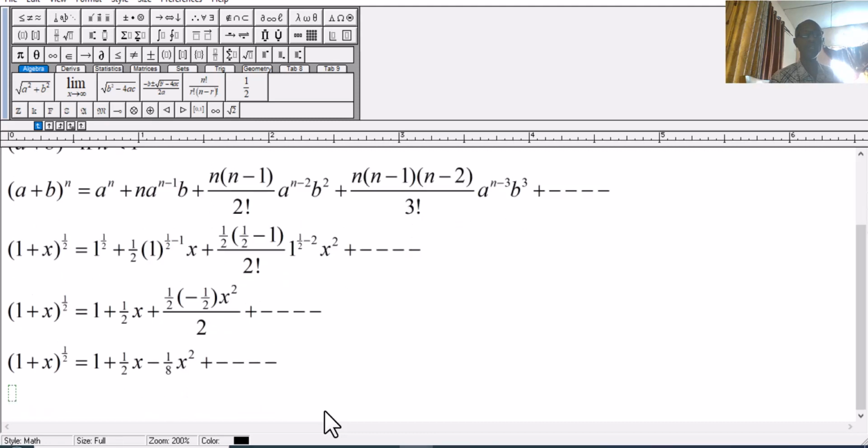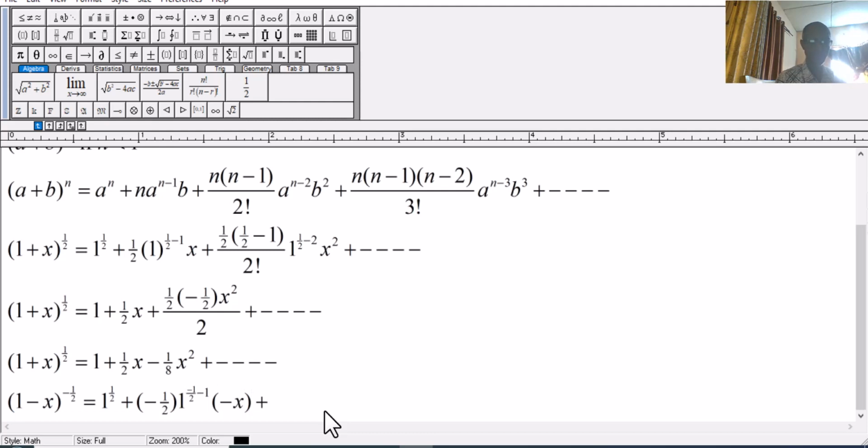Just follow the pattern we are using. So this one will be 1 raised to the power of half, plus the next one is minus half into 1 minus 1 over 2, minus 1. Just follow along, and then this next one will be minus x.